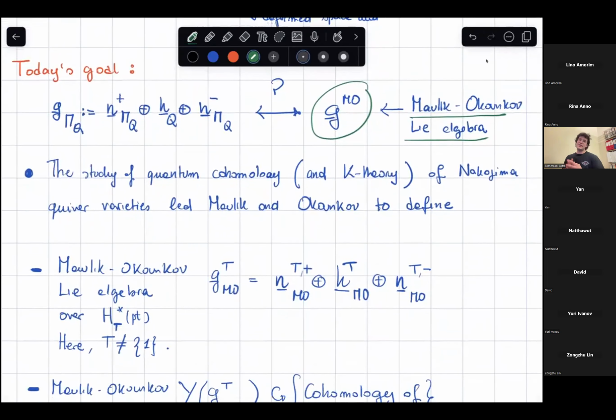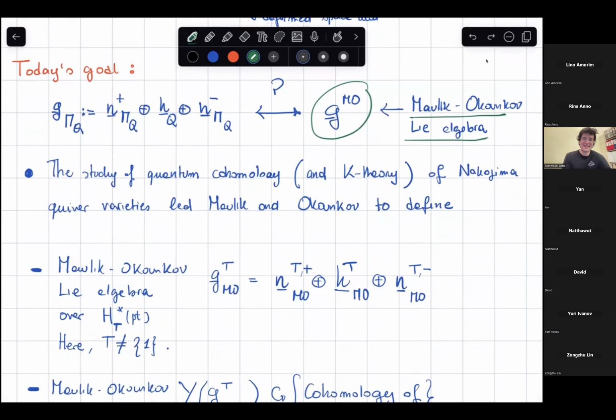This is a story that essentially started around 12 years ago, I think. It started with the study of quantum cohomology and also quantum K-theory of Nakajima quiver varieties. This study led Maulik and Okounkov to define two representation theoretic objects. First of all, we have the Maulik-Okounkov Lie algebra, which again looks like some kind of generalized Kac-Moody Lie algebra. So it has a triangular decomposition. But two things have to be stressed.